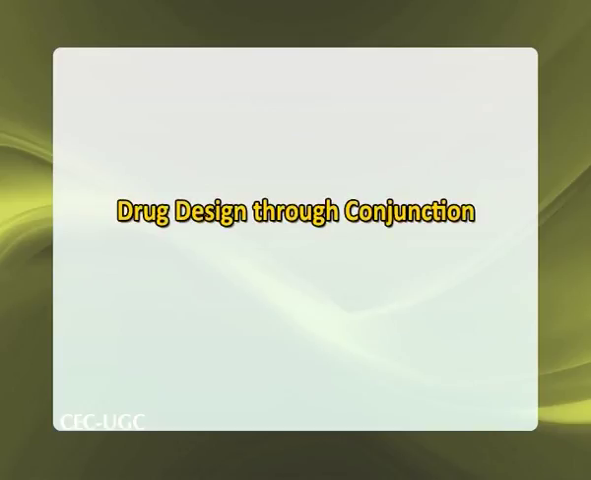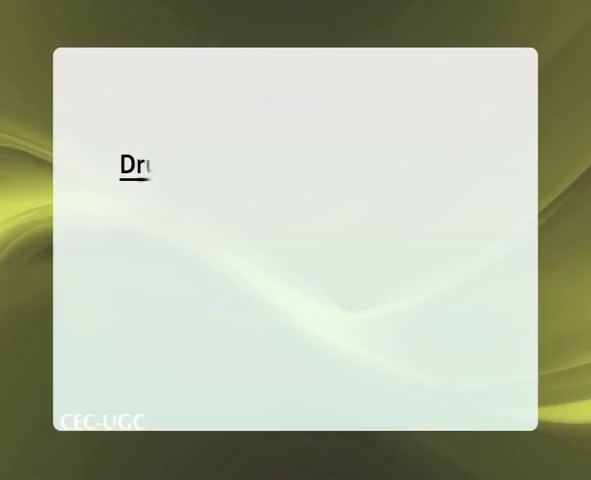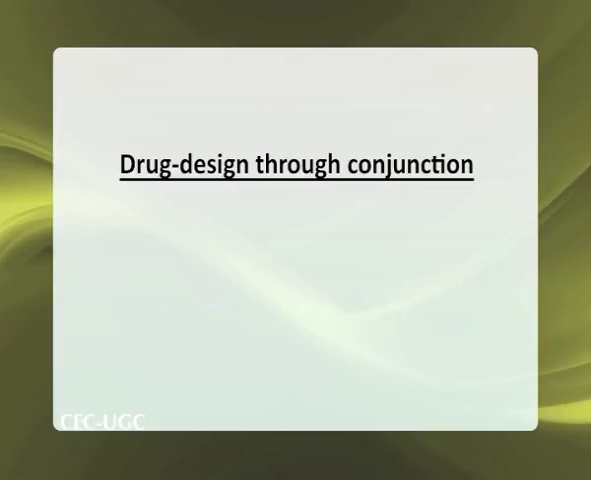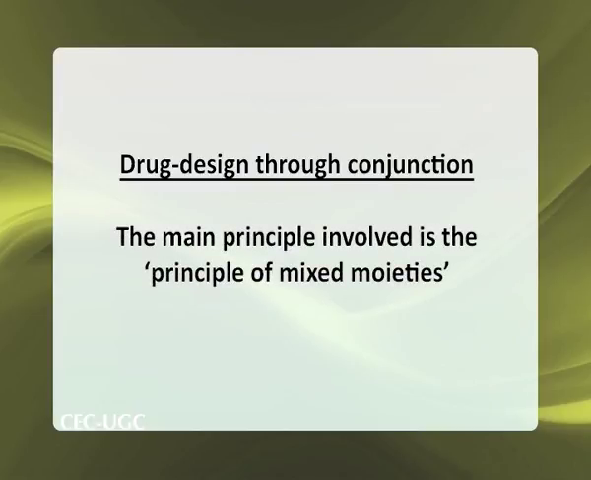Now, drug design through conjunction. This is known as the systematic formulation of analogues of a prototype agent, in general towards structurally more complex products, which may be viewed as structures embodying in a general or specific way certain or all of the features of the prototype. In this type of drug design, the main principle involved is the principle of mixed moieties. A drug molecule is essentially made up of two or more pharmacophoric moieties embedded into a single molecule.